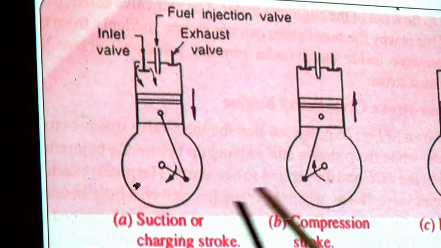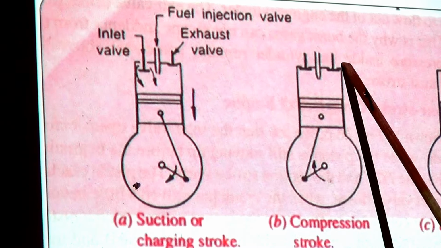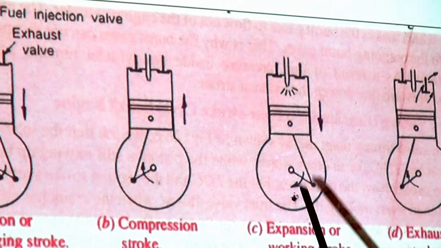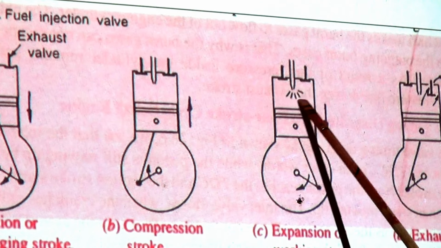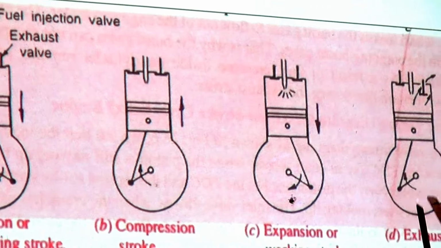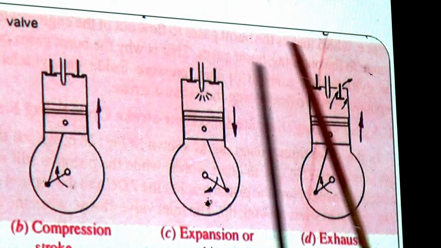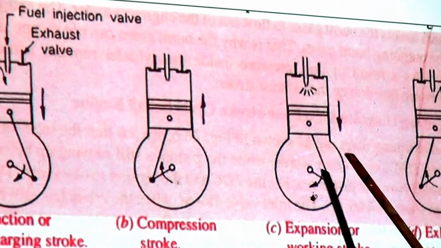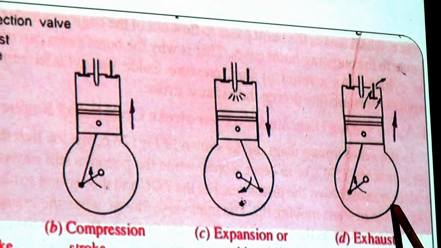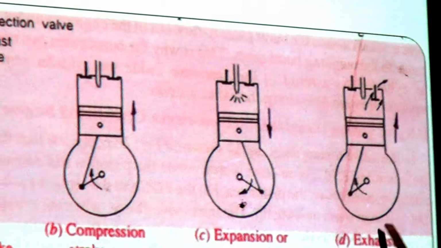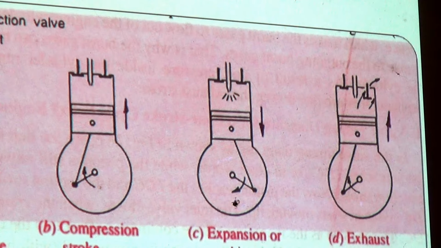So this is suction. In the compression, what happens? Both valves are closed and air will get compressed. In expansion, both valves are closed, fuel is injected and the burning will occur. And in exhaust process, the exhaust valve is open and exhaust gases go outside. So this is suction stroke, compression stroke, expansion stroke and exhaust stroke, or we can say it's a process: suction process, compression process, expansion process and exhaust process. So one process requires one stroke, and that's why it is called stroke or processes.